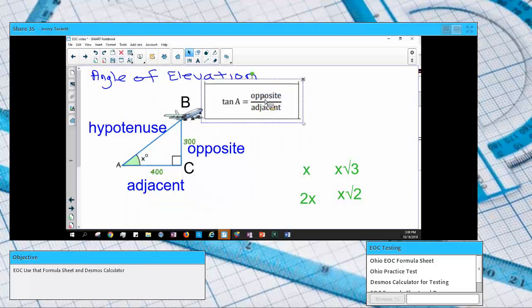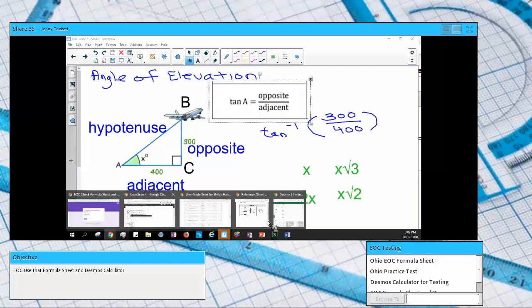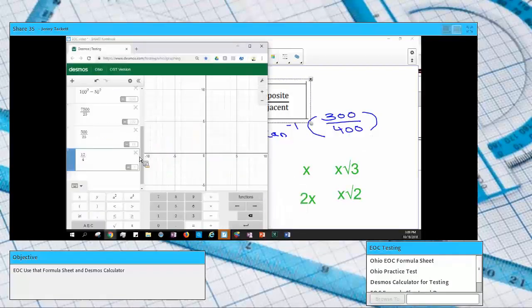Now to do the tangent, we don't have the angle. So what we have to do is use the inverse tangent. And if I write that out, you learned inverse functions in algebra. You're working with that perhaps even now. I'm still going to go the 300 over the 400. I need my calculator to solve that.